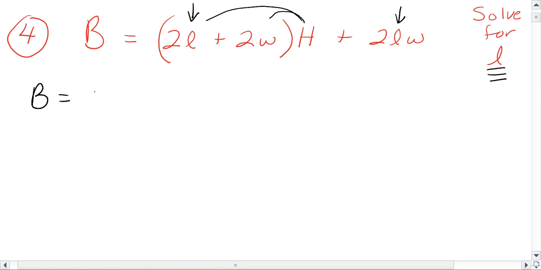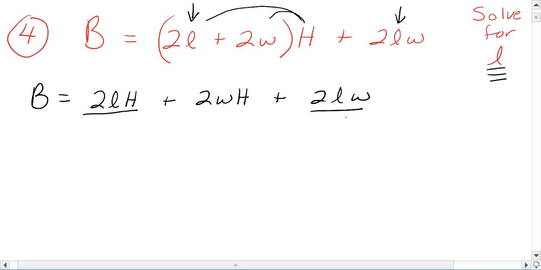So now I have 2L capital H plus 2W capital H plus 2LW. So I'm getting closer. I still have an L in this term and an L in this term. And because we want to get the L's together and keep them on one side of the equation, I don't want to subtract one of those from both sides. But this, however, I want to get that to the other side. So I'm going to subtract both sides by 2WH.